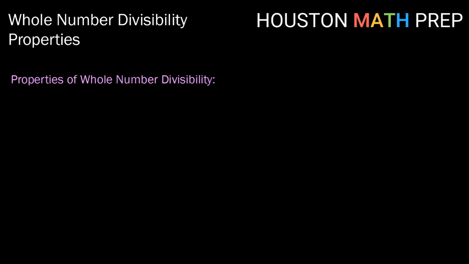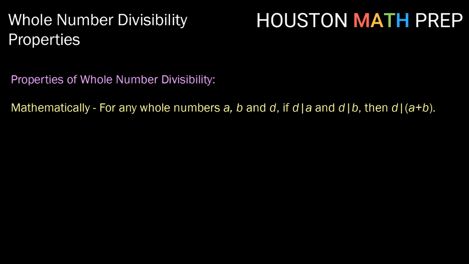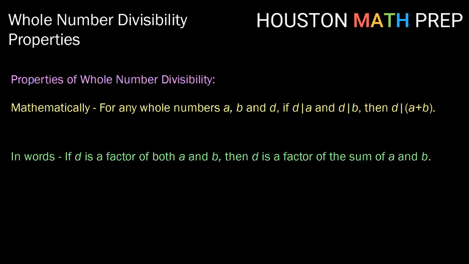Okay, let's check out our next property of whole number divisibility. Well, mathematically, we have this property for any whole numbers a, b, and d. If d divides a and d divides b, then d divides a plus b. If we put that into more normal words, we can say that if d is a factor of both a and b, or we could also say if d goes evenly into a and b, then d is a factor of, or d goes evenly into, the sum of a and b.